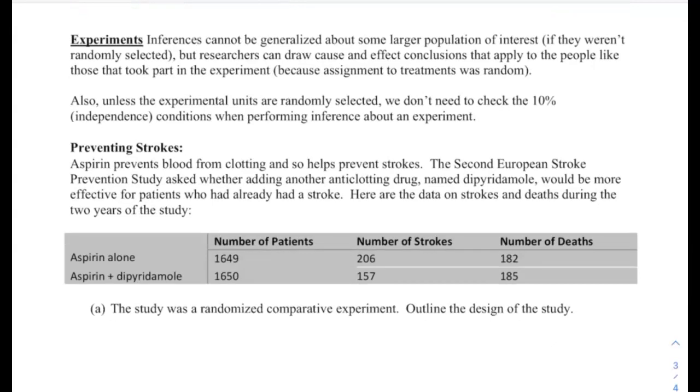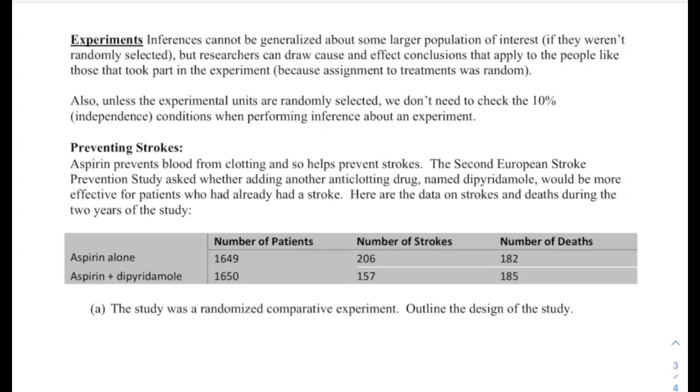Right, so in this one, we're going to be looking at how to deal with two proportions in an experimental design. So again, we can use these to generalize about some larger population of interest, even if they weren't randomly selected, as long as they're randomly assigned to their two treatment groups.